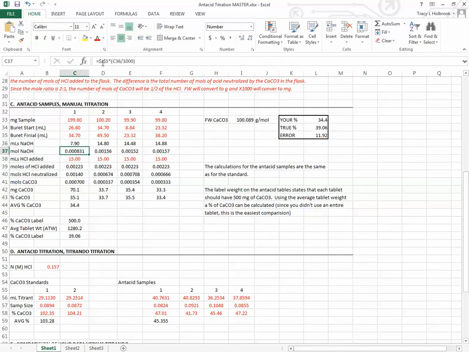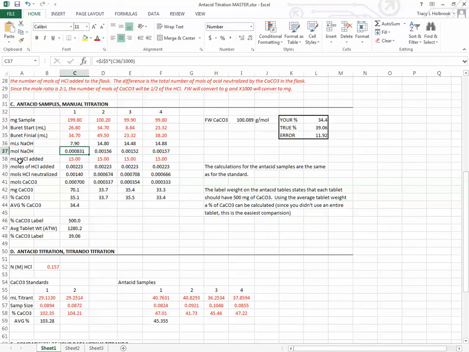Right up here at the top, you're seeing that calculation. This is the molarity of NaOH multiplied by the milliliters divided by 1,000, because I need to multiply by liters there, right? That's why we're dividing by 1,000. I need to convert this over to liters. So that gives me the moles of NaOH.